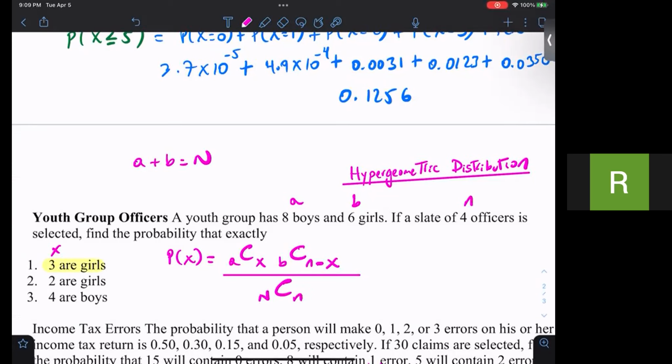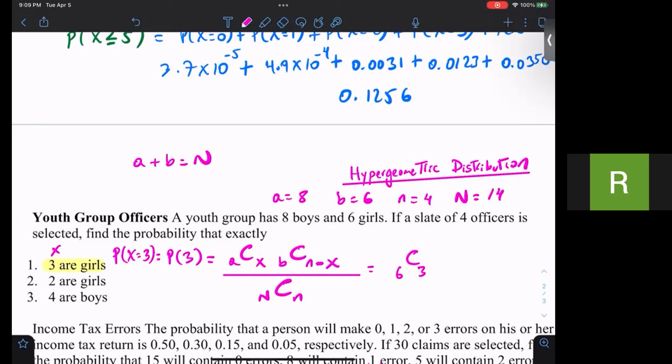The only thing I need to do is find out what A and B are. So A is 8, B is 6, sample size n is 4. The population is A plus B, which is 14. So you just need to substitute. X is exactly 3. Actually, here I have to be careful: 6 choose 3, because 6 are girls and 3 are selected.